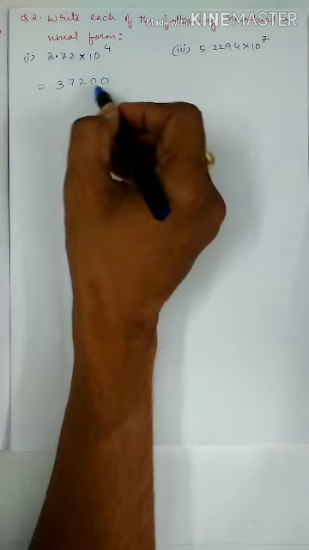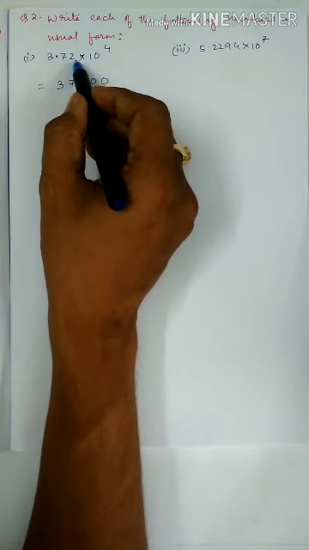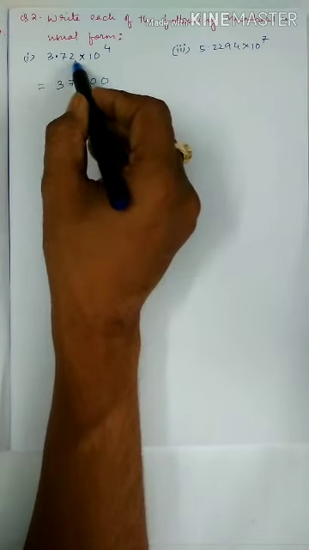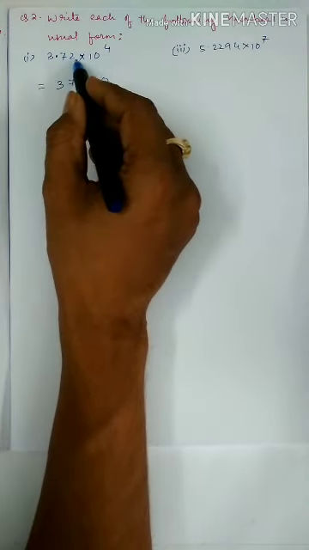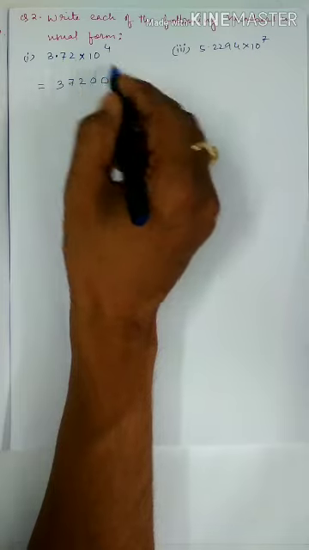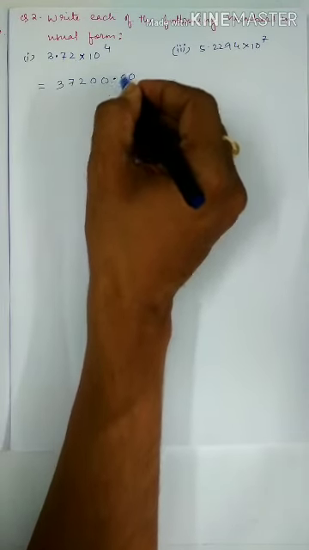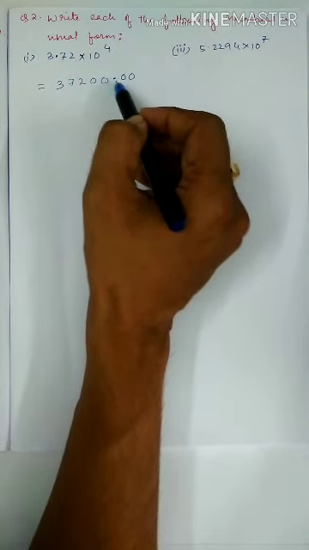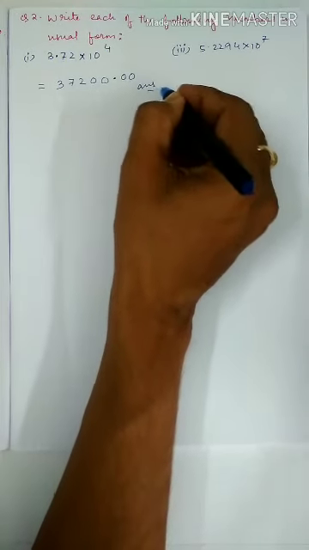So it will become 37200. Why are 00 added? Because 2 places are there, but we need to shift the decimal 4 places. So 2 places were there and it shifted, but after that there is no number, so we have given 0 and shifted the decimal. Now the decimal has been shifted 4 places: 1, 2, 3, 4. So this is our usual form.